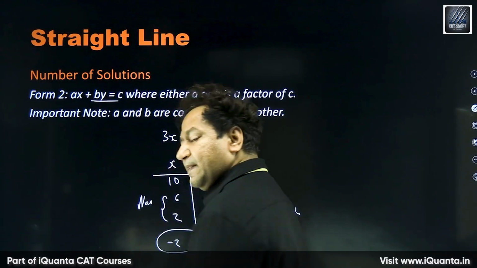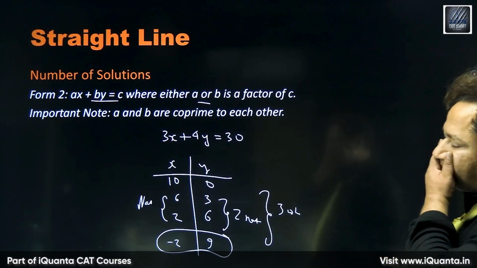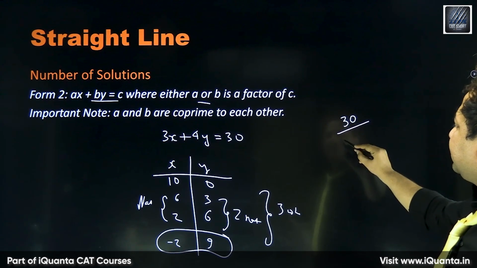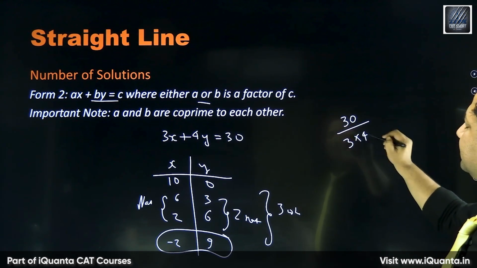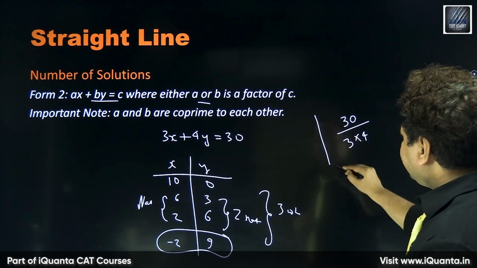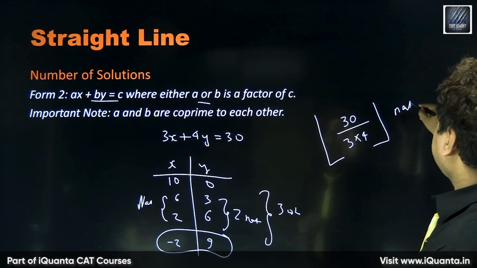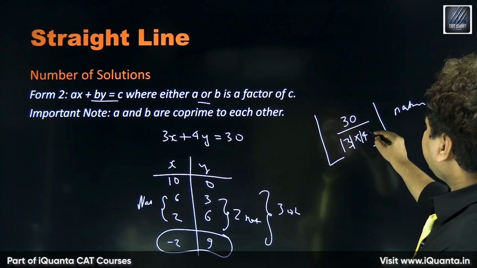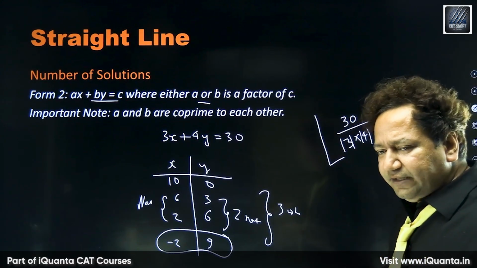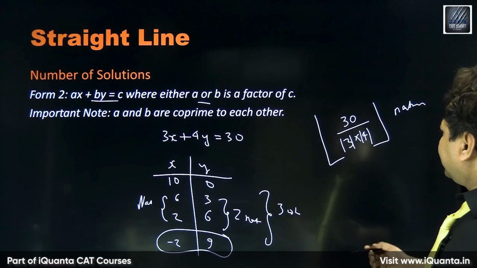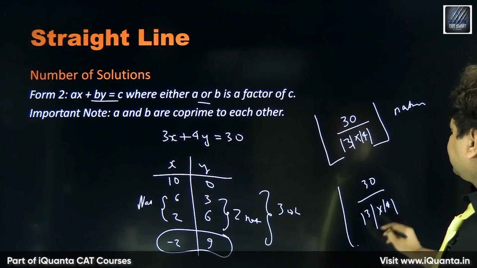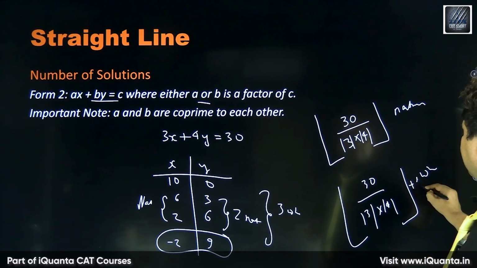Now, how to solve this one? Take 30, divide by 3 into 4. 30 upon 12 is 2 point something. Take the greatest integer of it. This will be the number of natural solutions. Mod is there. Okay. 30 upon 12 is how much? 2 point something. The greatest integer of 2 point something is 2 only. The integral part. We need to take the integral part. 2. And in case you want the whole number of solutions, just add 1 to it.